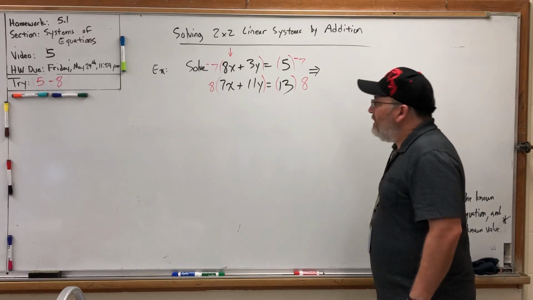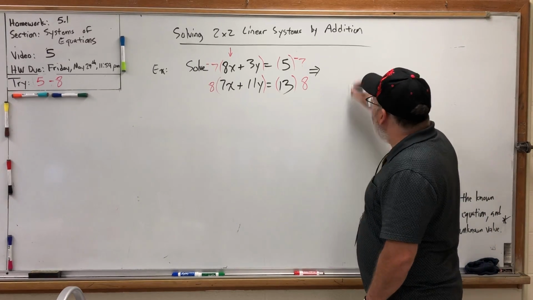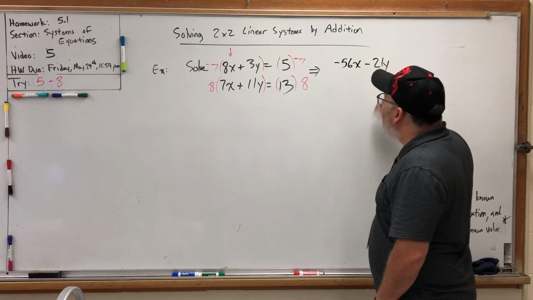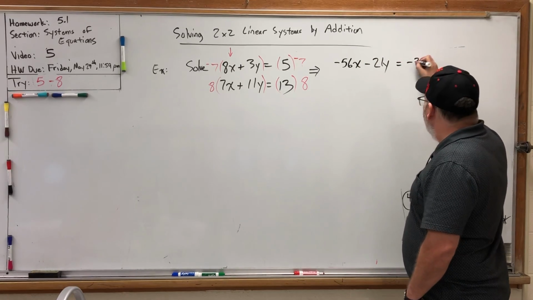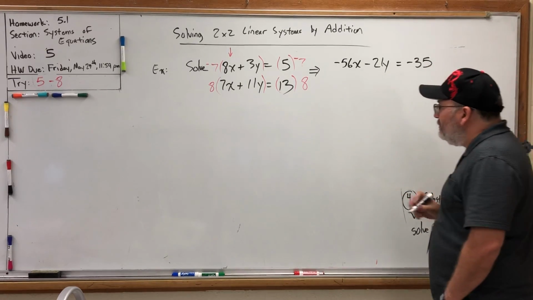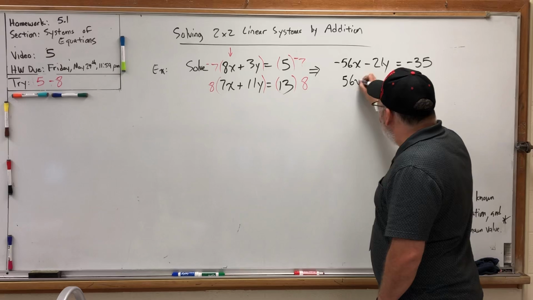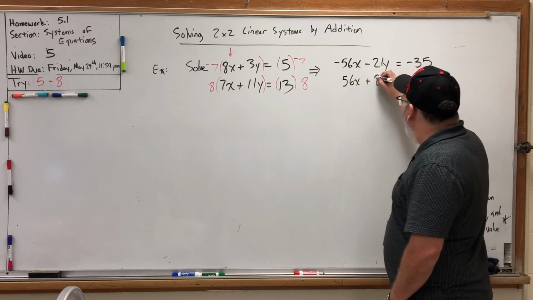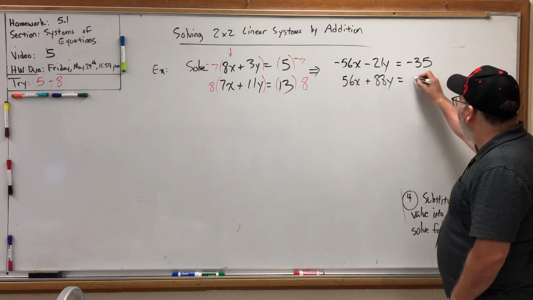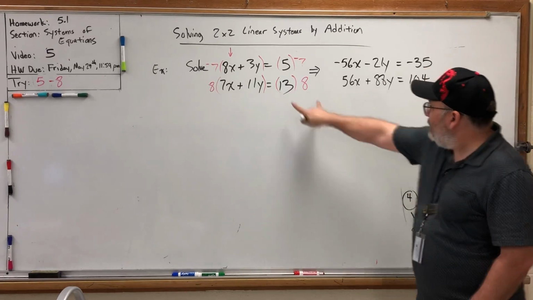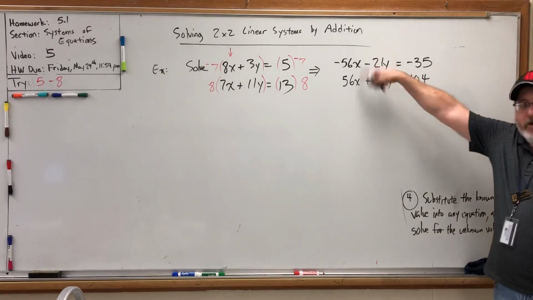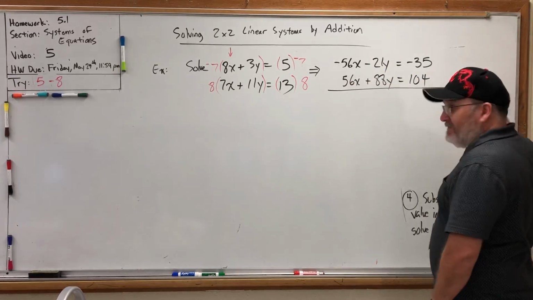All right, if we multiply the top equation by negative 7, we get negative 56x minus 21y equals negative 35. And if we multiply the bottom equation by 8, we get 56x plus 88y equals 104, I believe. Let me double check that. 80 and 24 is 104. Yes. All right, we've created our opposites by design.